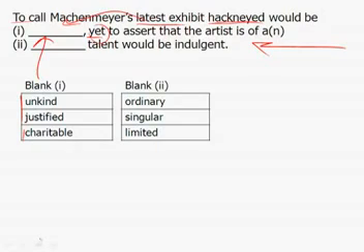Speaking of structure, notice that word right there, yet. So we know there is a shift going on between the part that comes before the comma and the part that comes after the comma. There's also this word that is important, indulgent. When you are indulgent, you are favorable. You're being overly favorable to someone. So maybe someone isn't really deserving of your praise, but you're going to praise them anyway. And so to assert that the artist is of a blank talent would be indulgent. And so here we want a positive word, something like great. To say that they are the next Picasso, well, that'd be going a little bit too far.